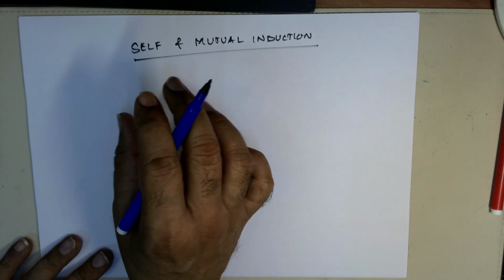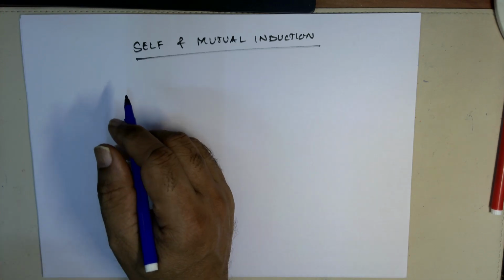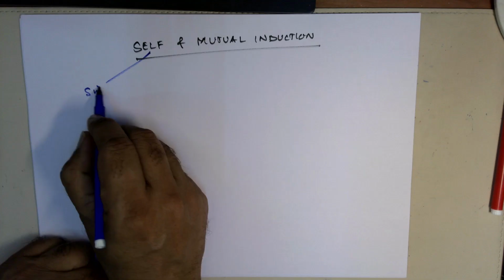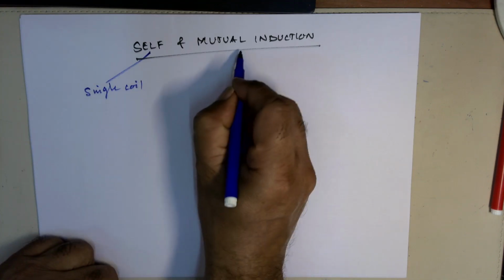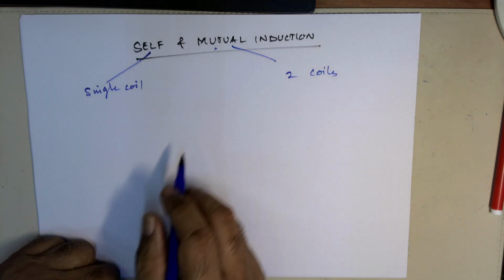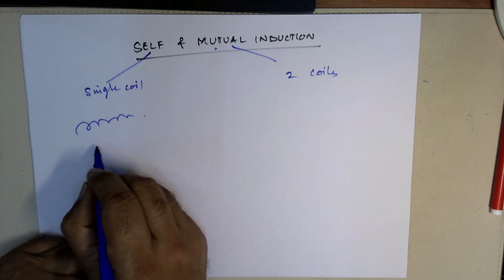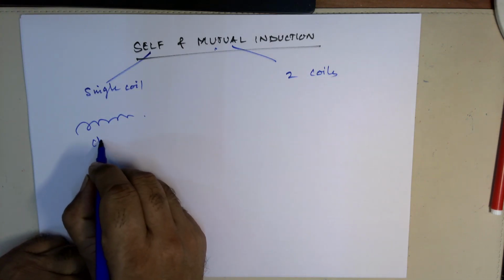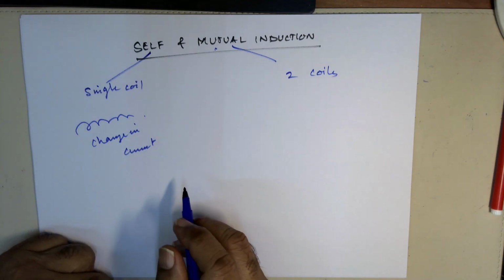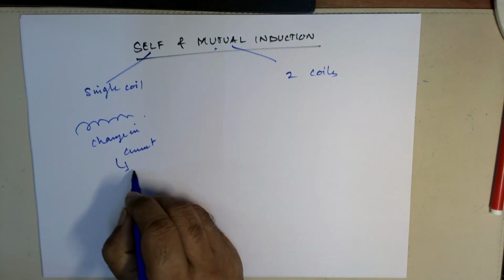Self-induction is the phenomenon of inducing an EMF in a coil due to change in current in the same coil. It involves a single coil, whereas mutual induction involves two coils. So you've got a coil like this, and because of the change in current in the same coil, there is an EMF induced here.